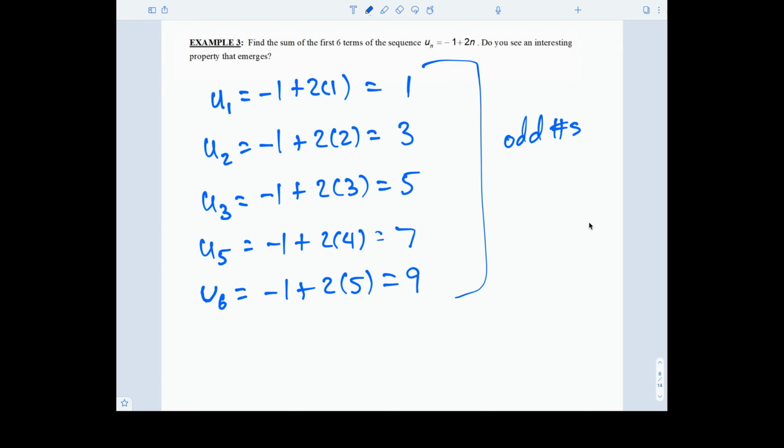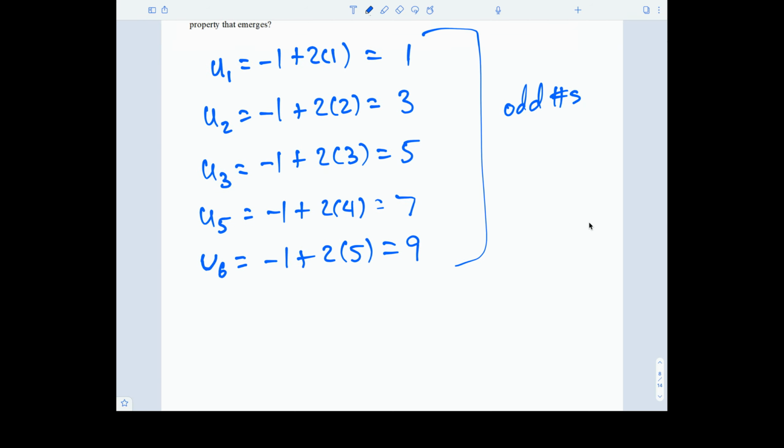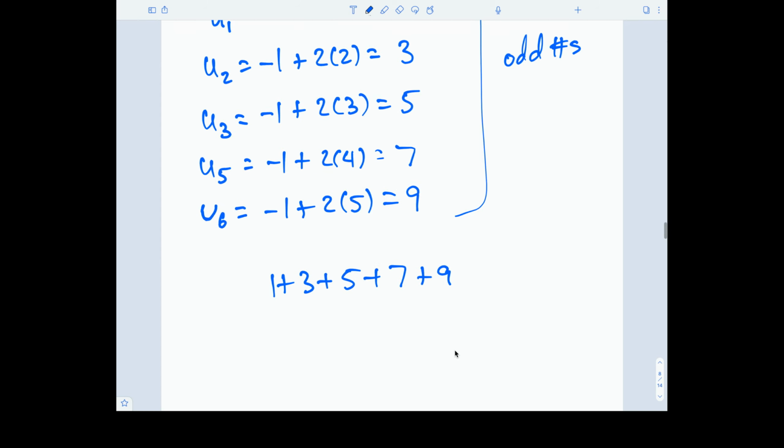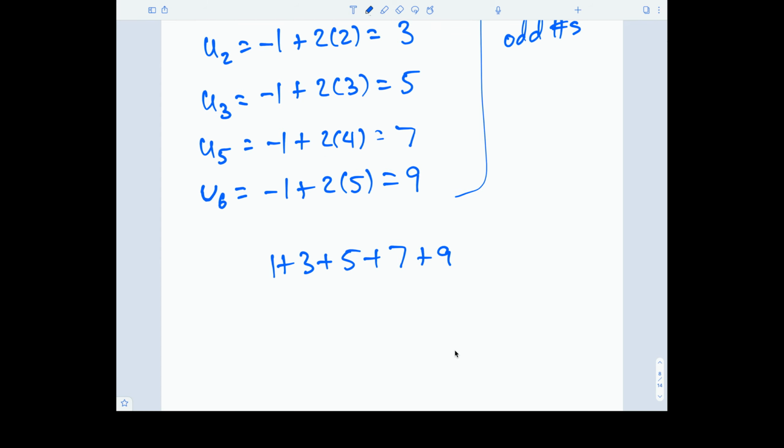Okay. And so it says find the sum. So if I find the sum, I'm just adding them up. 1 plus 3 plus 5 plus 7 plus 9, which is going to give me what? This is 4. This is 12. And this is 9. And so if I put these together, that's 16 plus 9, which is 25. Okay.